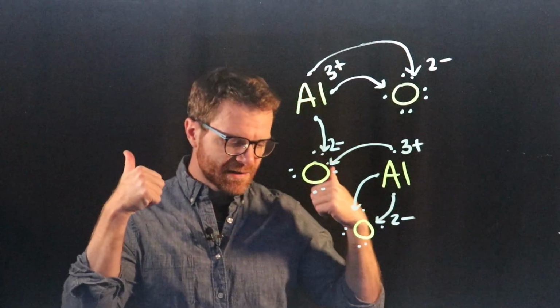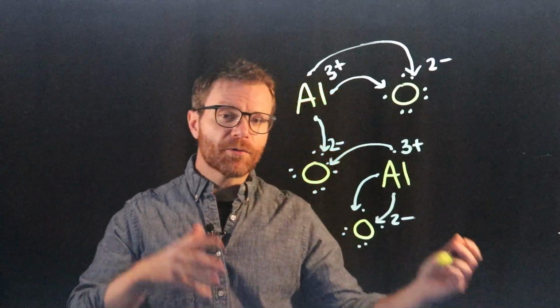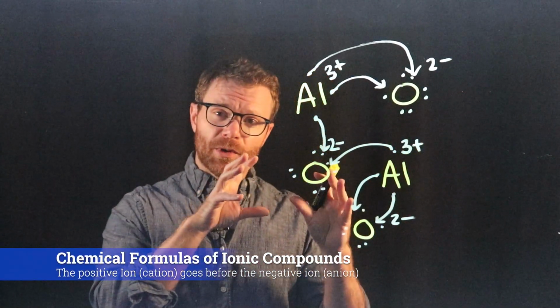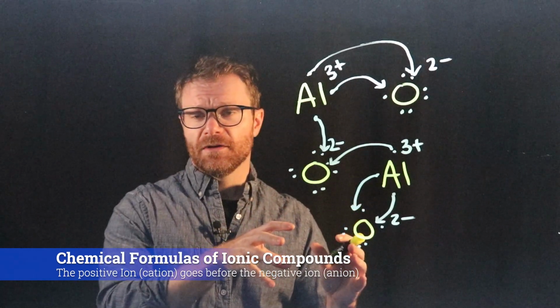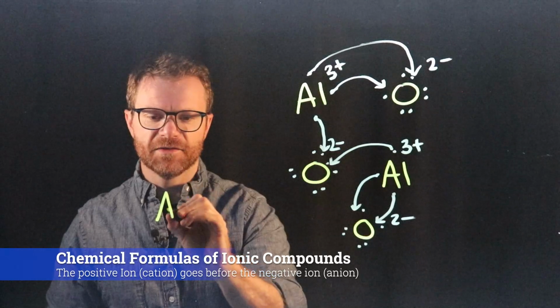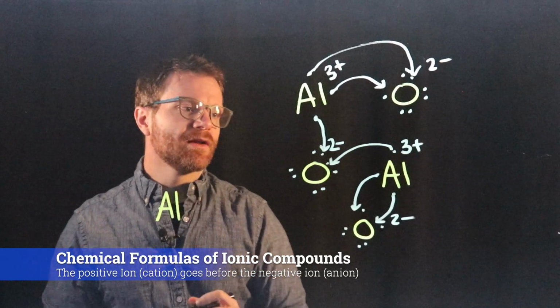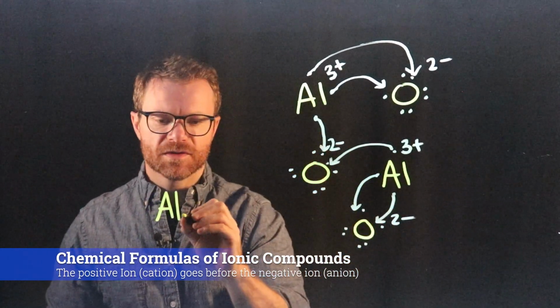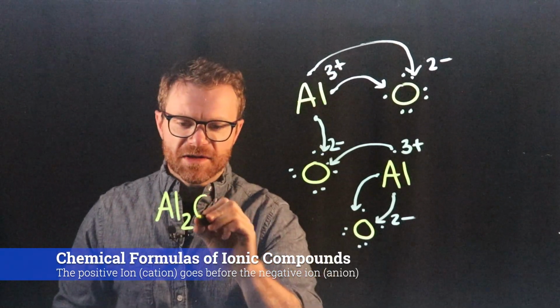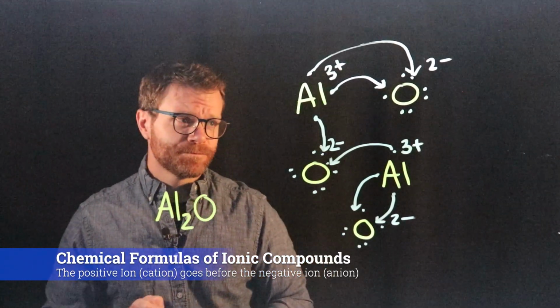So it's perfectly stable. So if we were to write the chemical formula of this whole big thing, we would put which element first? If you said aluminum, you're correct because it is the positively charged thing. And how many aluminums do we have? 1, 2. So let's put a little 2 subscript. Then we put the oxygen because it's the negatively charged ion.